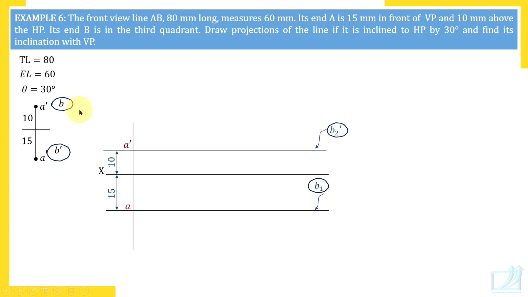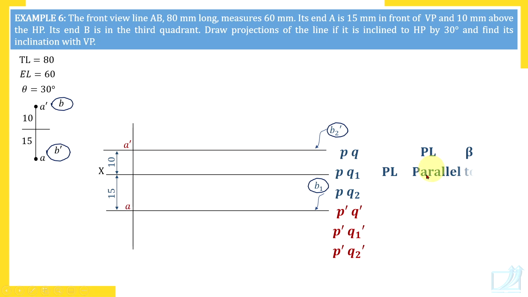Remember, there will be 5 measurements given. Bring those measurements on paper using 6 views logic. So PQ, PQ1, PQ2, P dash Q dash, P dash Q1 dash and P dash Q2 dash. These are the 6 views. PQ has length PL and beta, PQ1 has length PL and it is horizontal, PQ2 has true length. Top view with suffix 2 is true length gives true angle. P dash Q dash, EL and alpha, P dash Q1 dash, front view with suffix 1 is true length view. And P dash Q2 dash is horizontal EL. EL parallel to XY line.